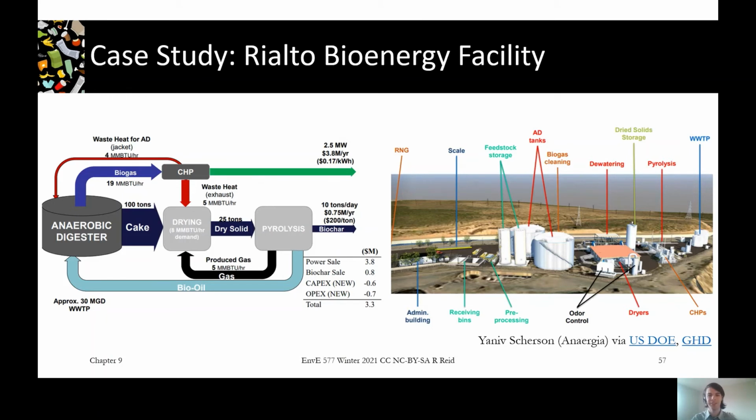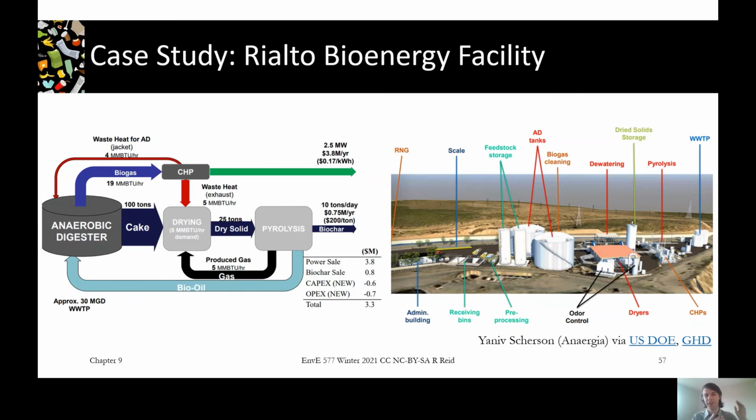An interesting case study for a pyrolysis reactor is the Rialto Bioenergy Facility. This is being built in California right now, and it's interesting because it uses a few different waste technologies all smashed together, and they're all for different reasons. So at the front end, we have an anaerobic digester, which we've seen before. So we've got organic waste coming in. It's producing biogas, which they're sending to a combined heat and power application. And then we're also producing this digestate. They're calling that cake here. That's just dewatered digestate, called cake.